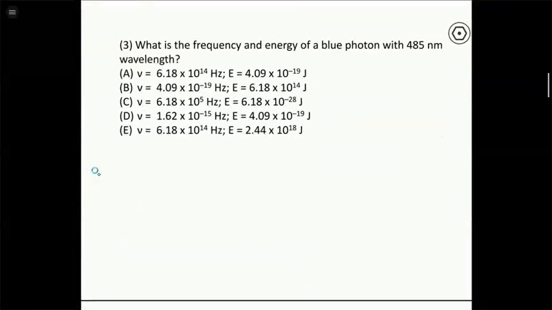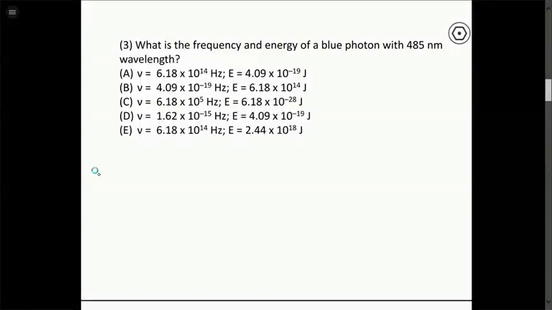Alright, number 3 deals with properties of electromagnetic radiation. What is the frequency and energy of a blue photon with 485 nanometer wavelength? So remember that photons are these little packets of electromagnetic energy that propagate. They have both wave and particle-like behavior. And there's two equations that we need to know that relate the energy, wavelength, frequency, all the different properties of photons to one another. Alright, so the first one is the relationship between wavelength and frequency.